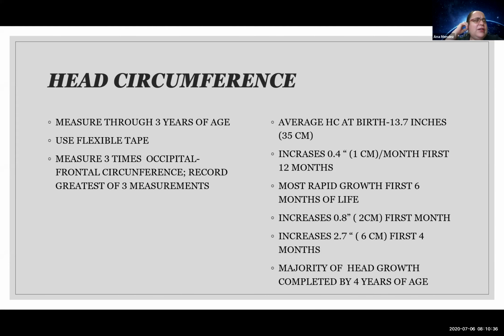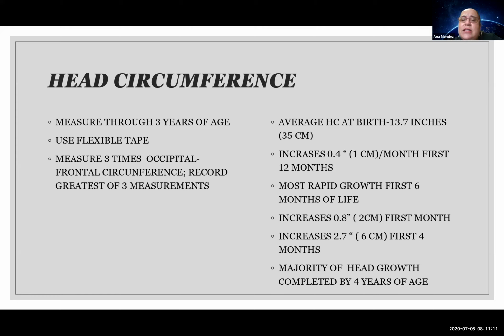Now, the other parameter that we follow in infants to the age of 36 months is head circumference. And for that, we use a flexible tape. We measure usually 3 times from the occipital area to the frontal circumference, and you record the greatest of the 3 measurements. The average head circumference at birth is 35 centimeters, and you should have that in mind so when you see a baby, you know whether this child is microcephalic or macrocephalic.